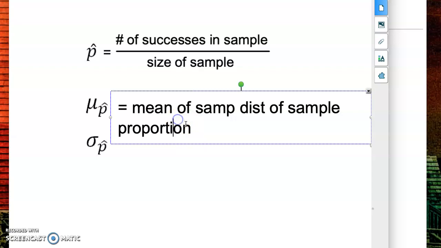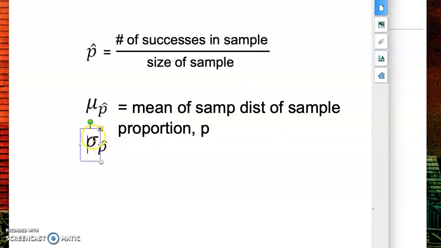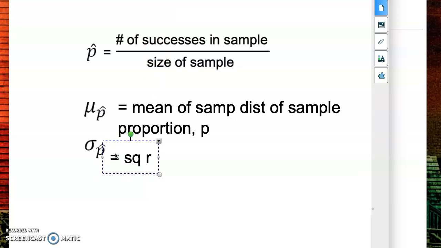Let me go back here. p. And the standard deviation, let's see if I can move this one. Sigma of p hat is equal to the square root of p(1 minus p) divided by n. Okay? And this is the standard deviation of the sampling distribution of p hat.